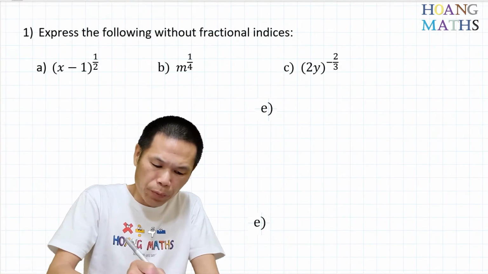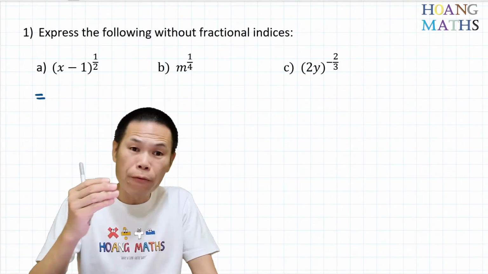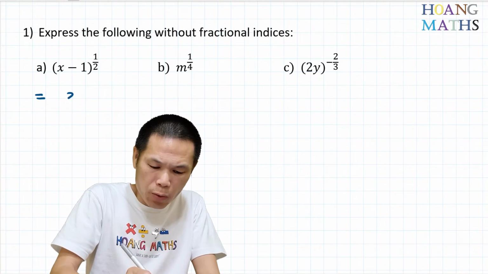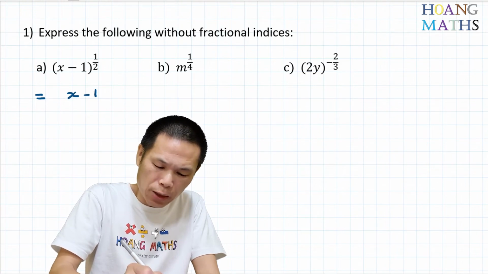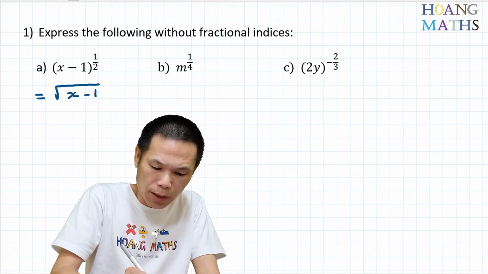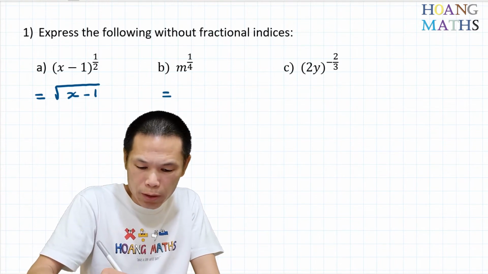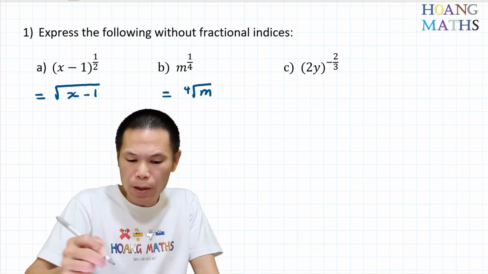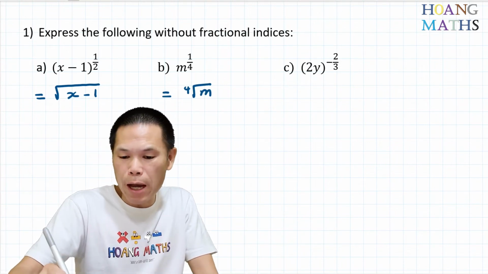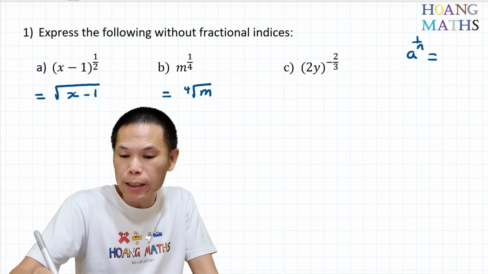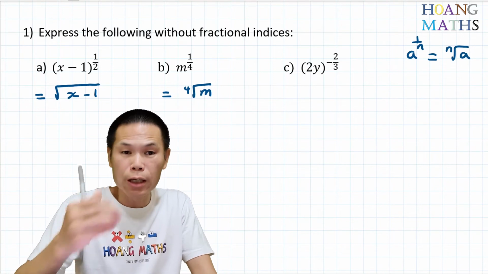So first one, we have power of a half. That means square root. So let me write x minus 1 and the square root of that. And m power of a quarter is equal to 4th root of m. So there you go, keep that in mind. So i power of 1 over n is n root of i. Keep that in mind.